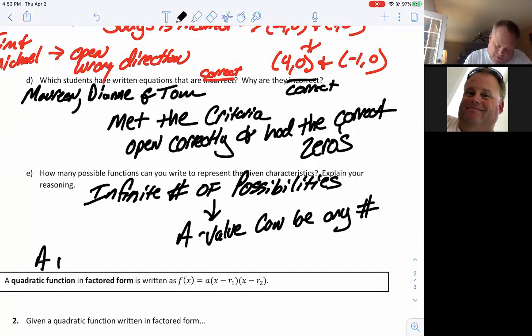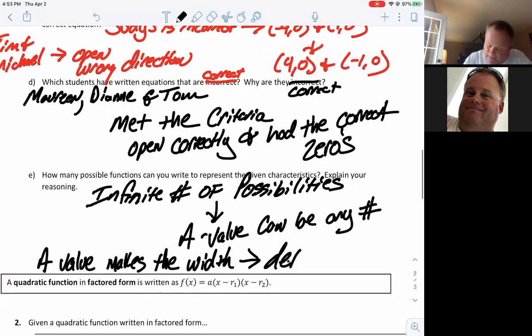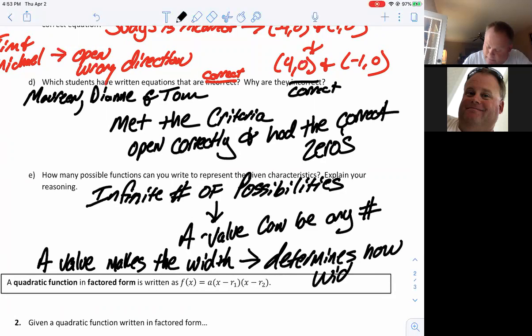So the A value makes the width, right? It determines how wide, okay? That's the importance of the A value. Not only is it negative or positive, so it tells you max or min, opens up or down, but it also tells you how wide or narrow your parabola is going to be.